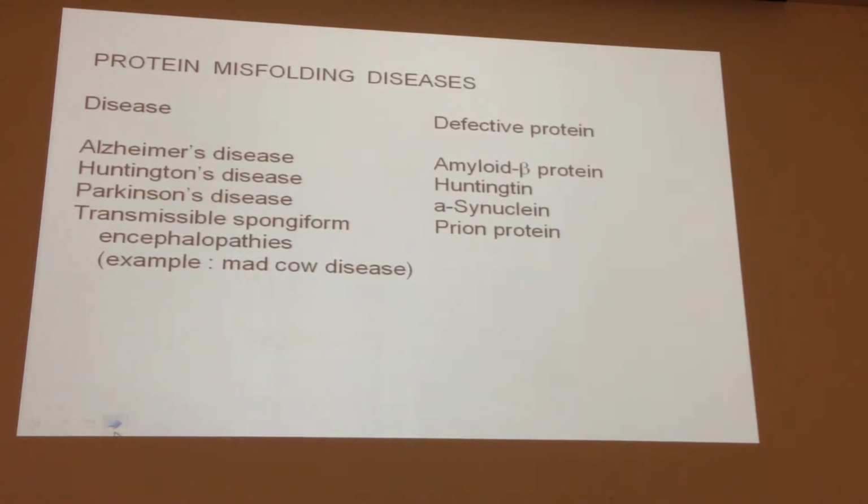And so the two that we're going to be talking about are Alzheimer's disease and this fourth one, transmissible spongiform encephalopathies. An example being the mad cow disease.